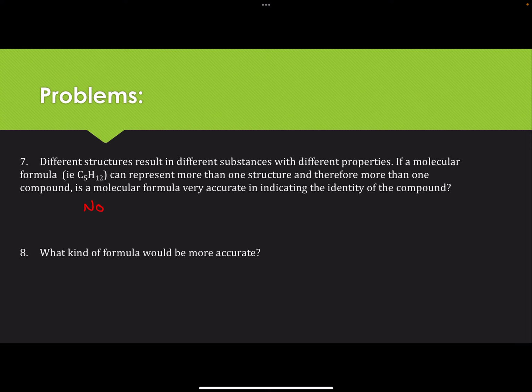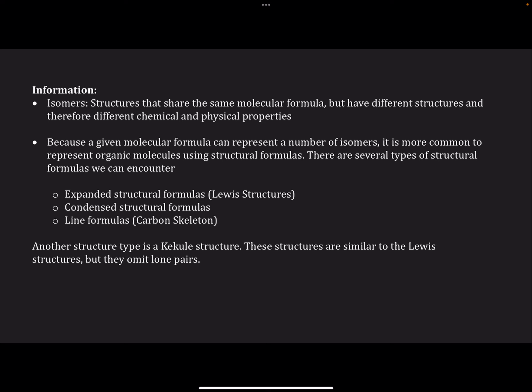What we're going to find is going to be more accurate is something that gives us an indication of how those atoms are arranged. So our structural formulas are going to be far more accurate, and these are going to be the formulas we're going to use throughout organic chemistry to describe our structures or our compounds so that we know which substance we are talking about.